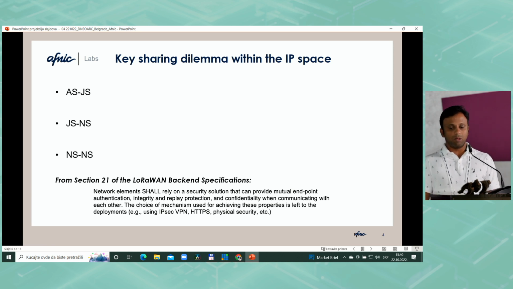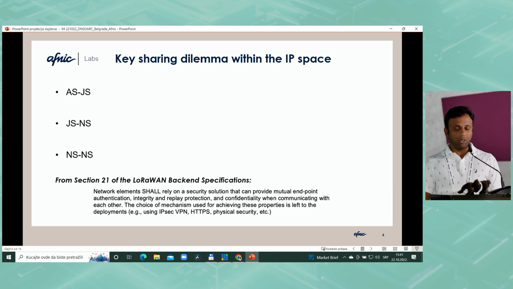In the IP space, we have interactions between the application server and the join server. The join server is the authentication and authorization server. There are also interactions between the join server and the network server, and between network servers in case of roaming. This is a small screenshot from the LoRaWAN backend specifications. How the security should be done is left to the implementers; it is not normative.